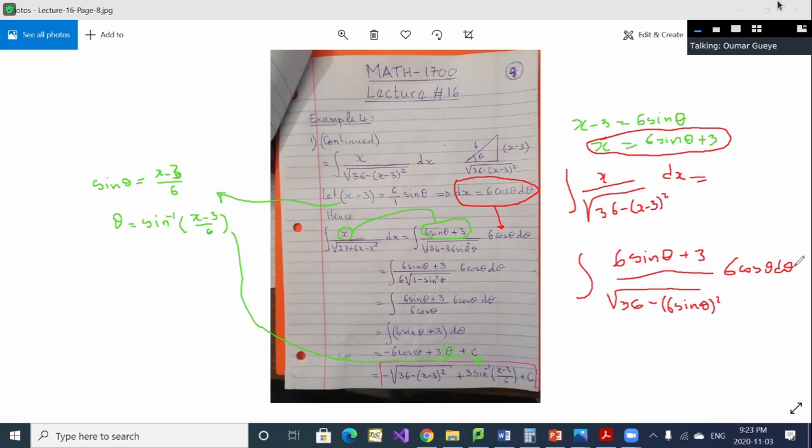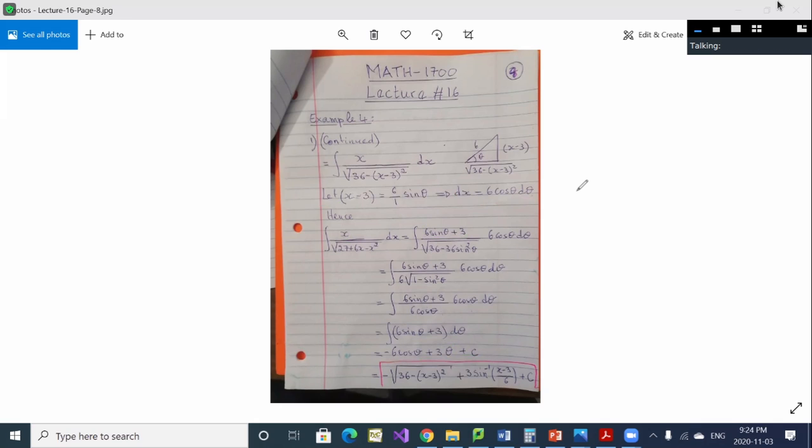Any other question? Could you please explain the substitution for cosine after doing the integral? For cosine, this? It's obtained from the right triangle here. Cosine is equal to adjacent side over the hypotenuse. Okay. Thank you. Is it okay?